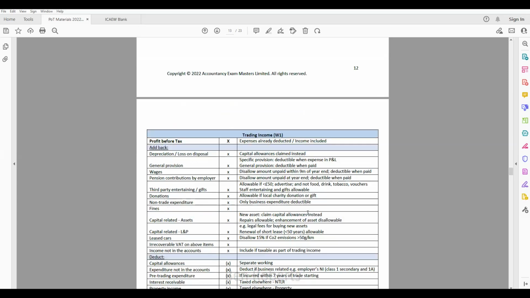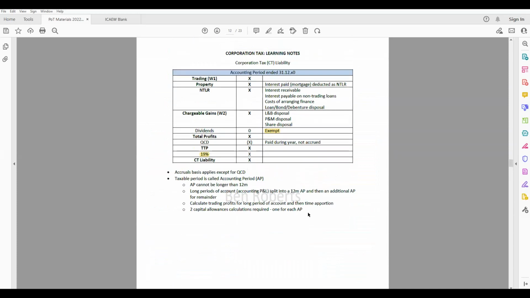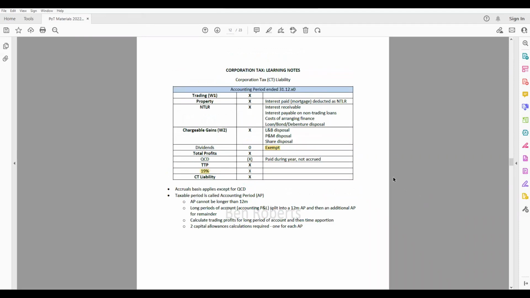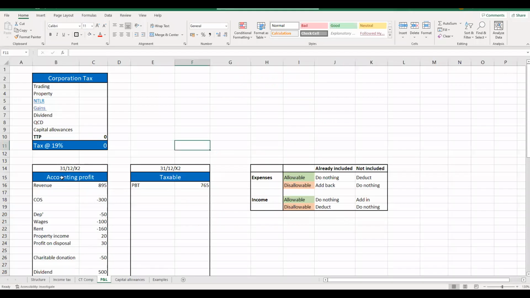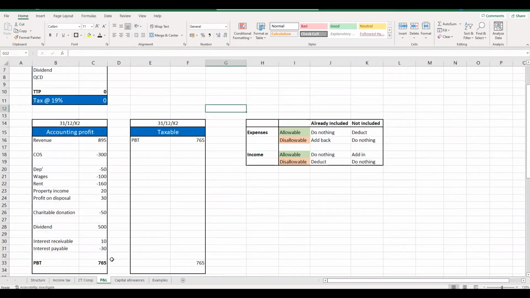Now, of course, what I was saying before is we're going to need to work out different types of income. Therefore, what we'll do now is work through quite a simple example, which will cover the various things we need to do in going from an accounting profit to a taxable profit. This is really going to mirror what we saw before for trading income.